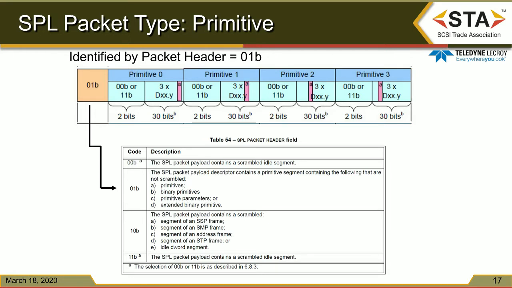The link layer can send primitive, idle in a single segment. Primitives are still always sent unscrambled, never mixed with data. You never see parts of a SSP data payload inside one of these primitive segments.